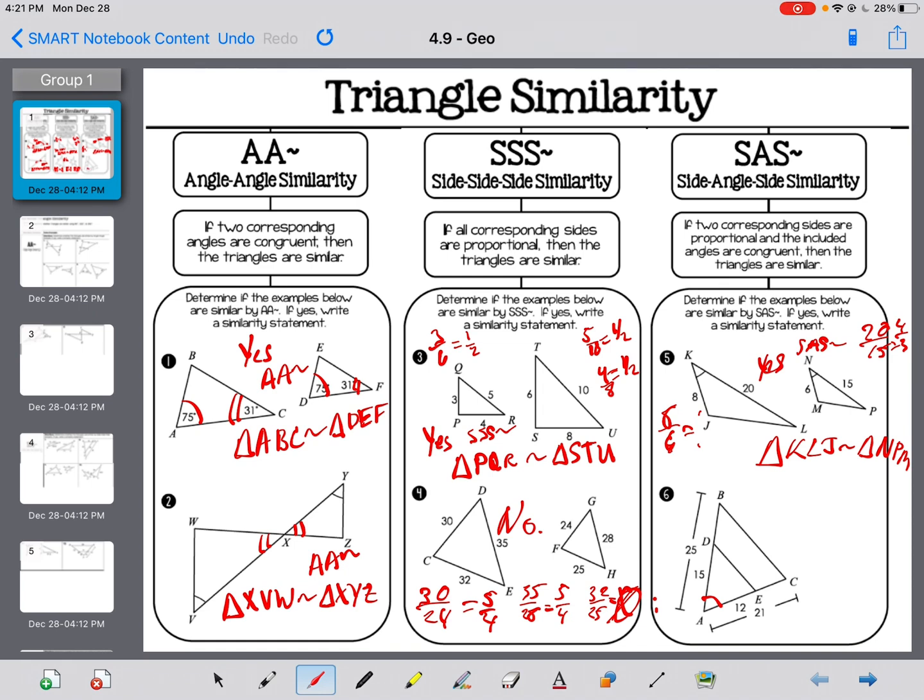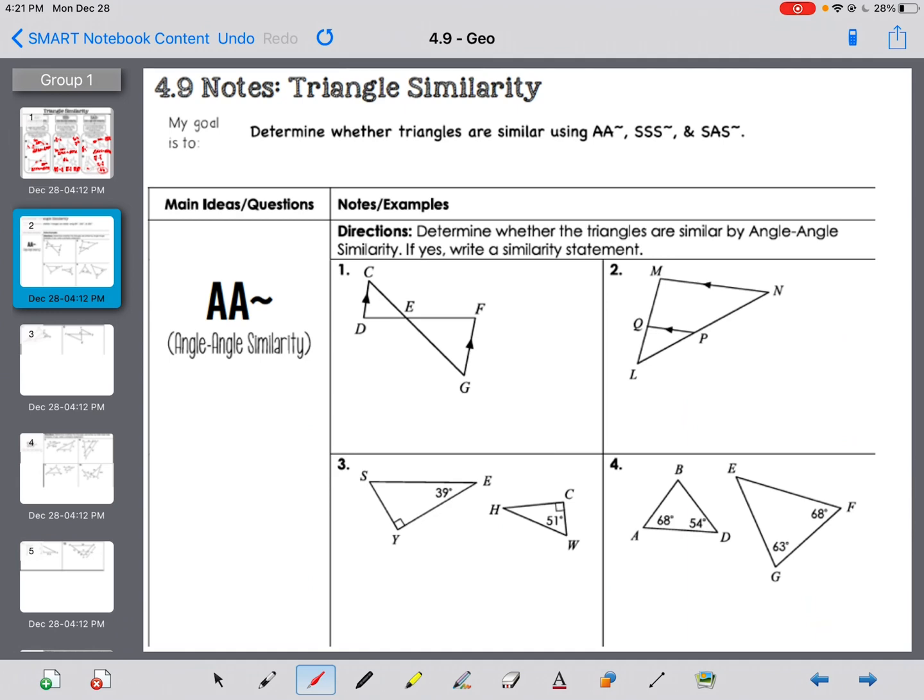Number 6. A is the same in both. Reflexive property. So now we just need the big one. So we need 25 over 15, and we need 21 over 12 to cut it into the same fraction. Let's see, 5 goes into that, 5 times 3. What goes into both of those? 3 does. 7 and 4. So that'd be a no. Not proportional. Doesn't work. Not similar triangles, even though they look that way because of the way they're drawn. But that's a no. Okay? So that's what we mean by triangle similarity. Let's use it.